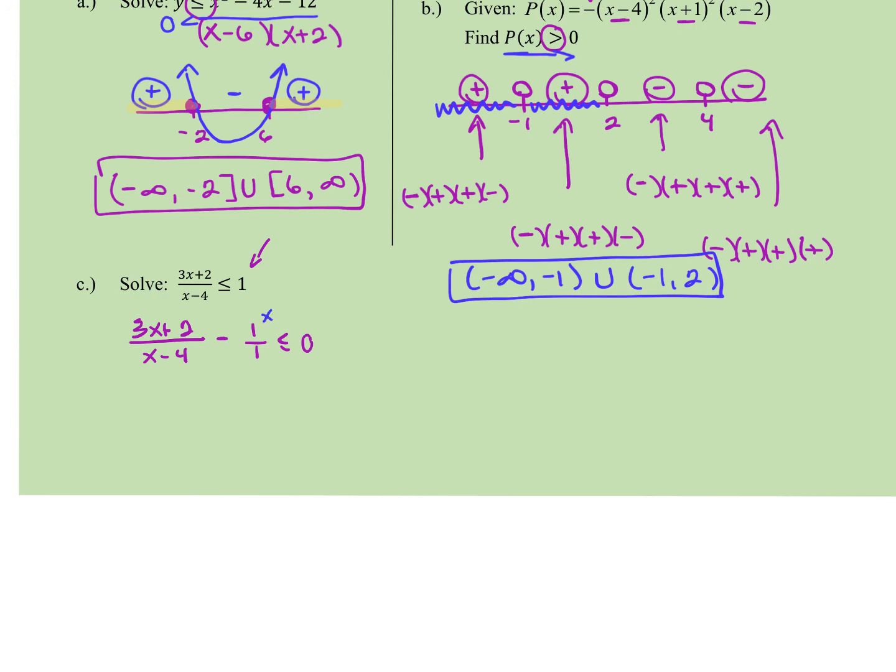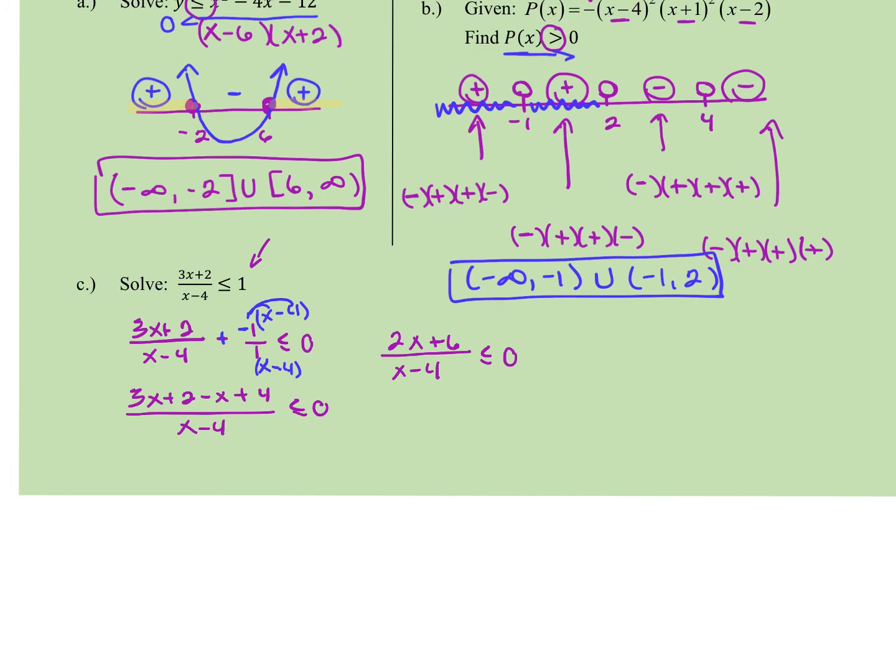Now I'm going to get my common denominator here, so x minus 4 and an x minus 4. I'm going to remember that I'm going to flip that to a positive and take this negative, and I'm going to distribute. So I'm going to have 3x plus 2 minus x plus 4. You've got to be really careful with that. All over x minus 4 less than or equal to 0. Now I can clean that all up, and I'm going to have 2x plus 6 all over x minus 4 less than or equal to 0.